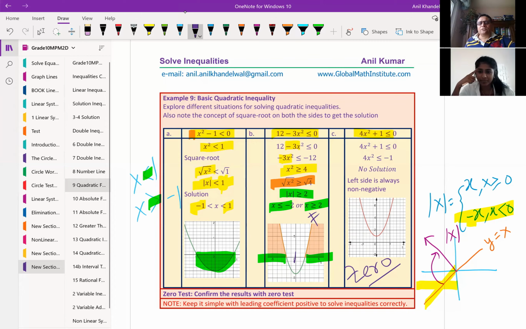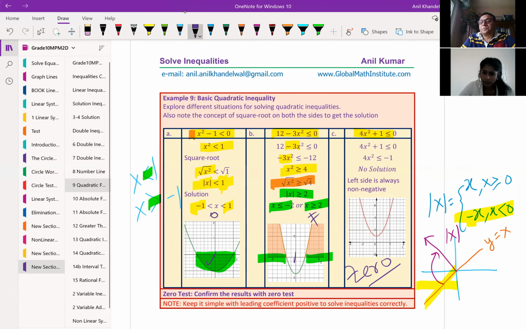Sub in 0, get your solution. In this particular case, if I write 0, I know 0 is within plus and minus, and so it should be included. So if you are confused about it at any stage, perform the 0 test. Very simple. 0 is either a part of your solution or not.